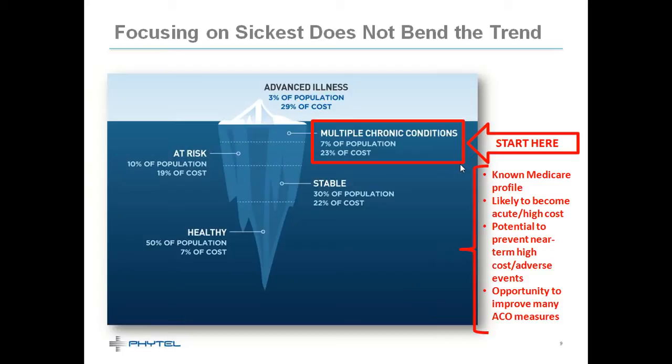Just focusing on the sickest is not going to bend the trend. The sickest are the top 2 to 3% shown here at the tip of the iceberg. This has been the focus of care for a long time. There's a need to get below the waterline to provide care to patients before they become catastrophic and high cost. I can assure you from my experience, if you just focus on the top 3%, you're not going to be able to improve quality or decrease costs in the long term. Just below the waterline, for instance, are patients with one or more chronic conditions. This is where the focus should begin.